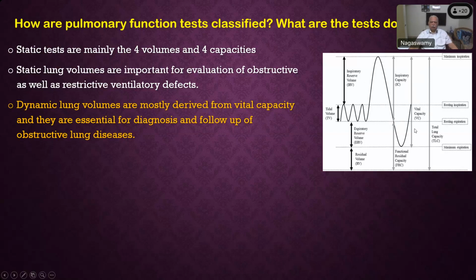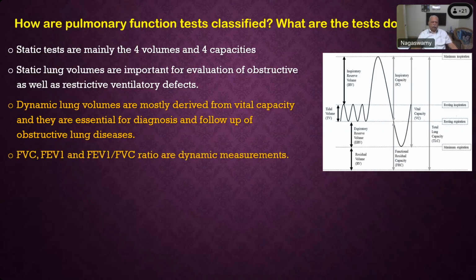So there are 4 capacities: inspiratory capacity, functional residual capacity, vital capacity, and TLC or total lung capacity. So don't make a mistake of saying inspiratory capacity and expiratory capacity. There is no expiratory capacity. There is only inspiratory capacity, FRC, VC, and TLC. Okay, so please remember that. And FVC, that is forced vital capacity, and forced expiratory volume in 1 second, are all dynamic measurements.